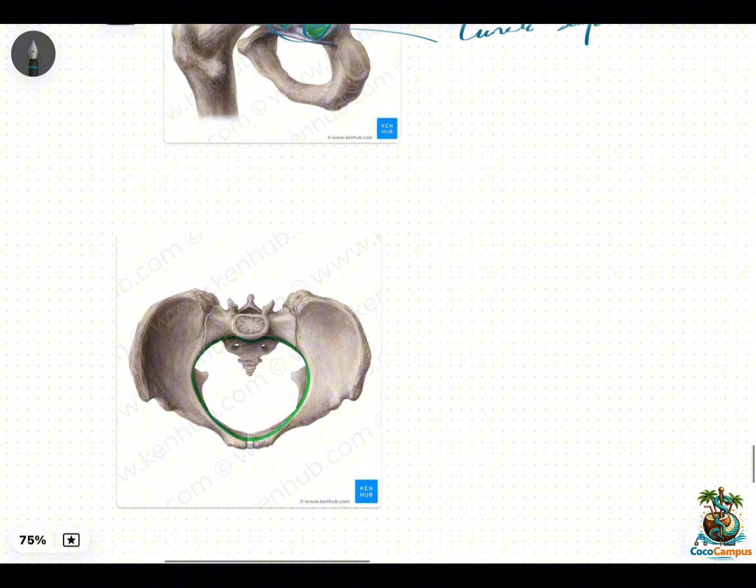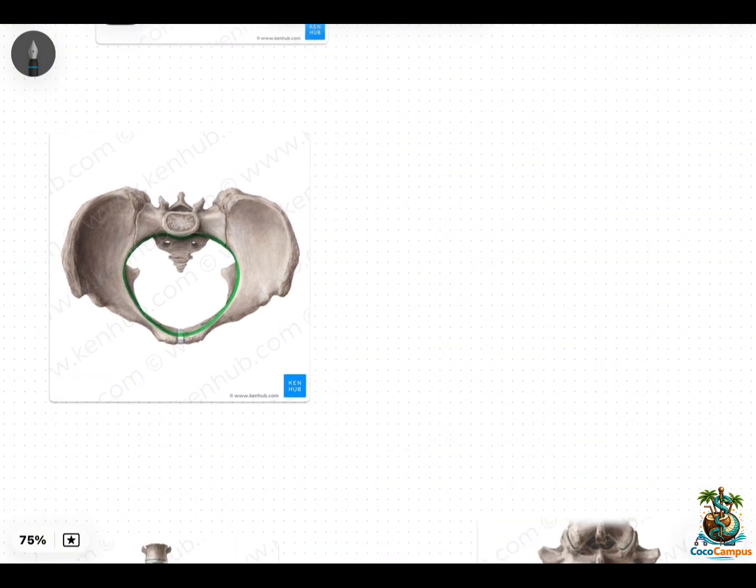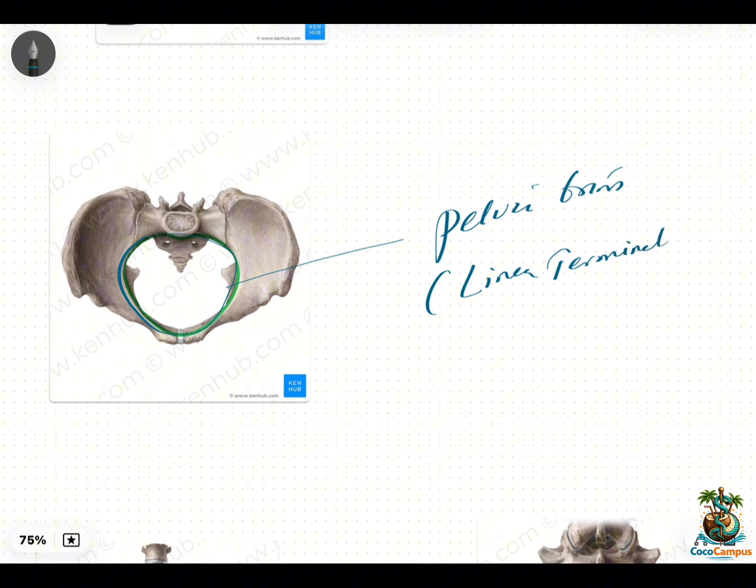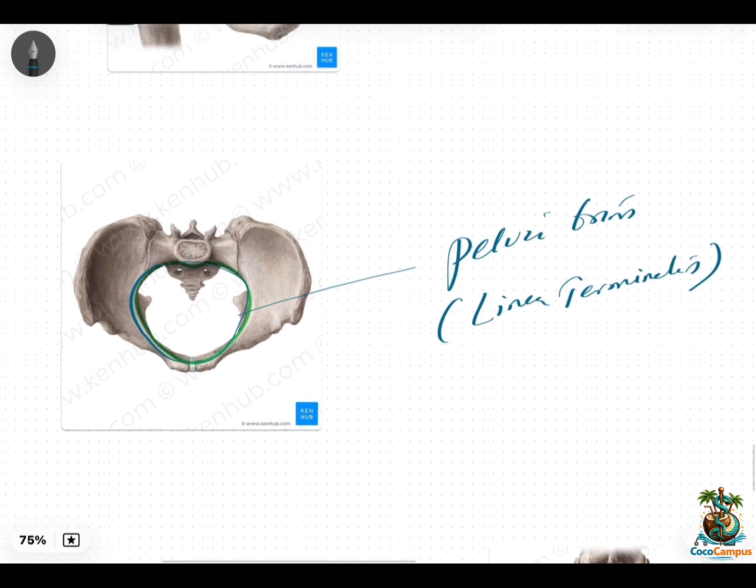Pelvic brim, also known as linea terminalis. It is formed by the sacral promontory, arcuate line, pectineal line, and pubic crest. You have the greater and lesser pelvis there.